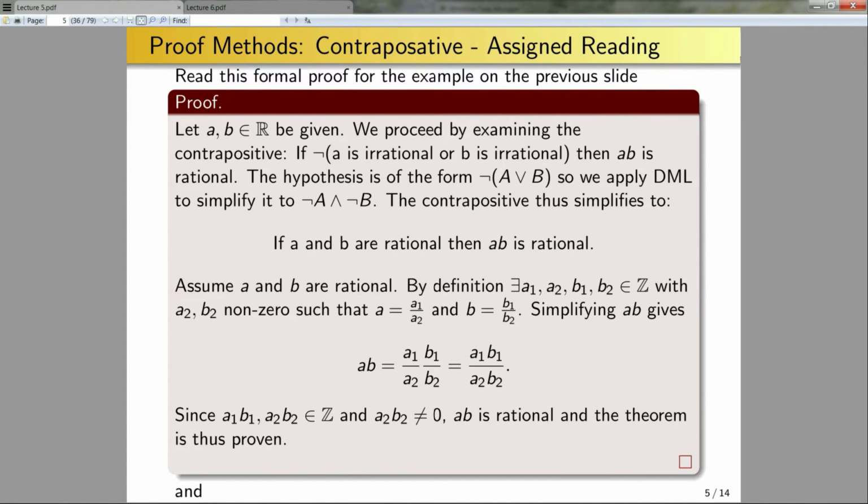Now, some assigned reading for the contrapositive. I want you to read this formal proof for the statement on the previous slide. Notice here, I explicitly state that these terms are non-zero, and I do mention that this product here is not 0. In addition to this formal proof, I want you to read the proof of Claim 7 on page 23 of the course notes.